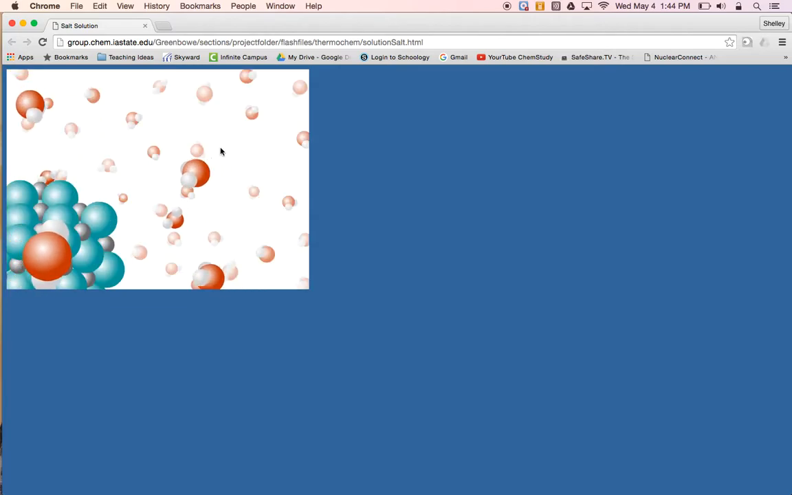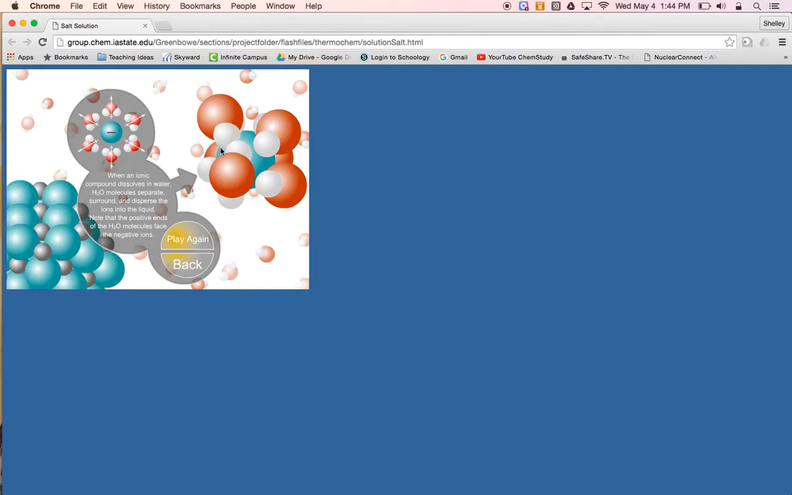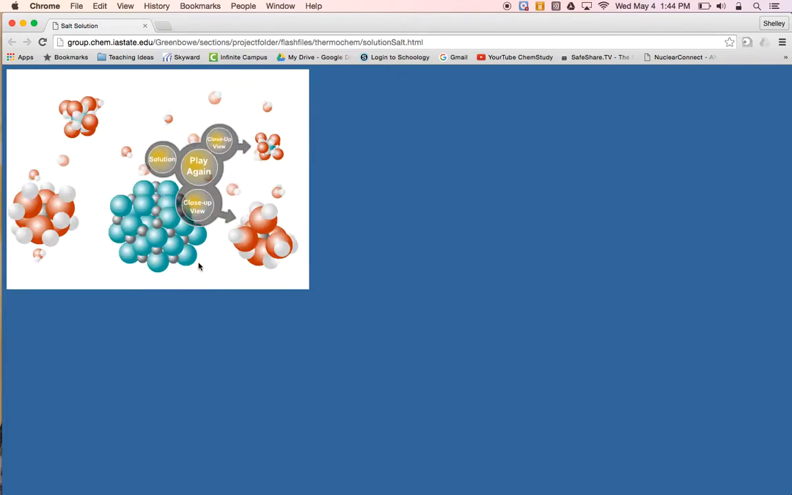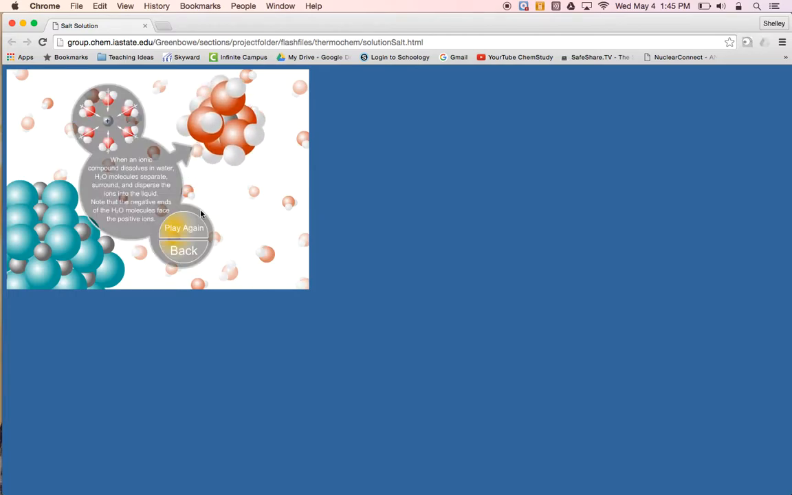If we look up close at this negatively charged particle being solvated, you'll notice that the partially positive hydrogens on the water molecules surround the negative ion and pull it out of the crystal. Notice that dissolving takes place on the surface of the substance. If we look at a close-up view of a positive ion, here comes the partially negative charged end of the water molecules, and the partially negative oxygens surround the positive ion and pull it away from the crystal.